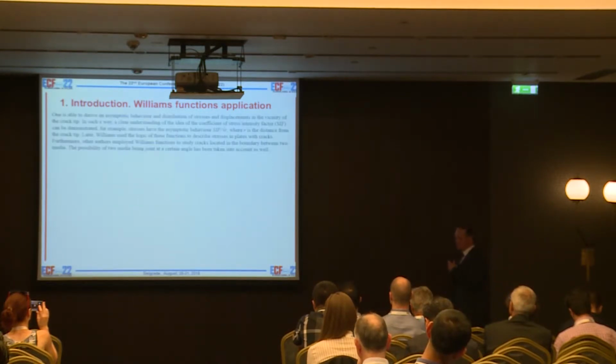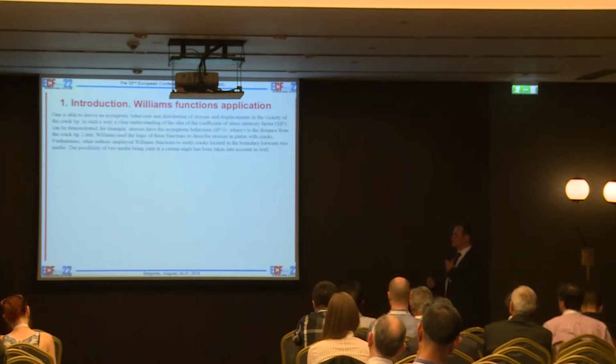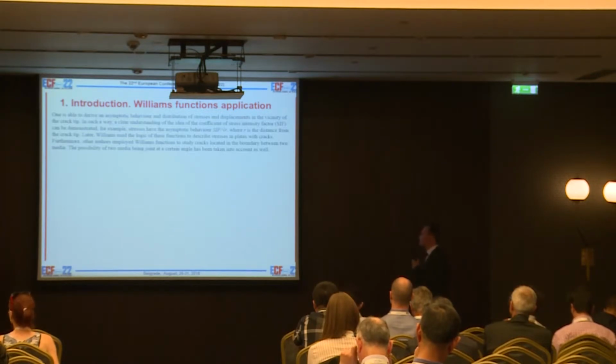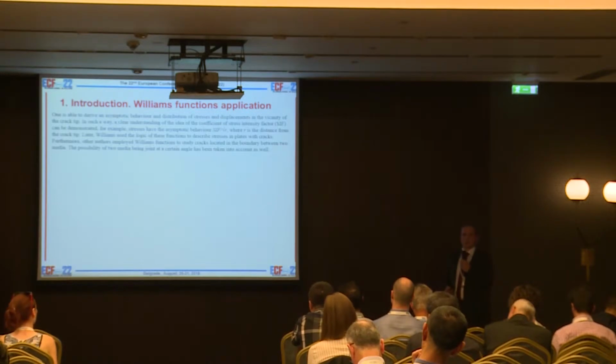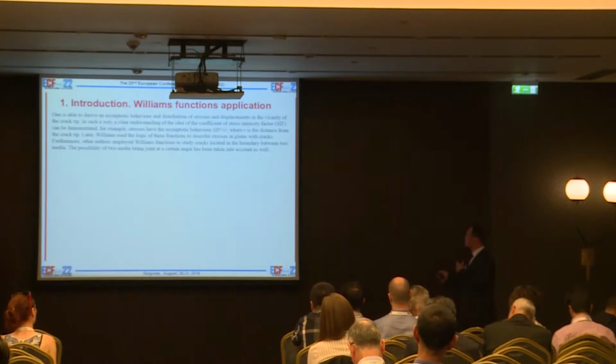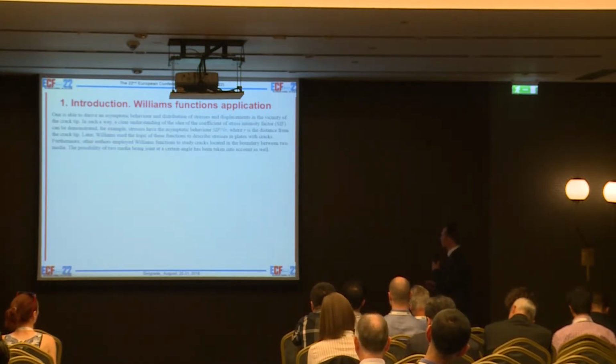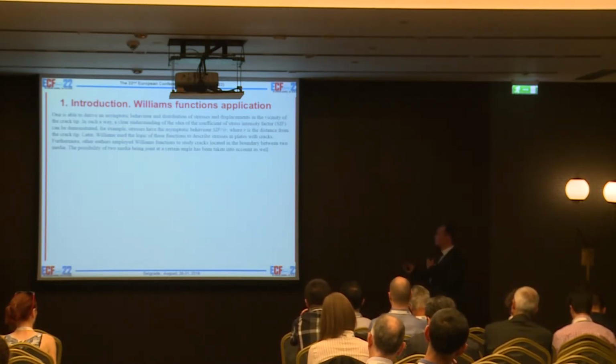So why are the Williams functions useful? First of all, as I said, they describe the stresses and displacement near the crack tip, and the idea of stress intensity factor can be clearly demonstrated by them. We can show the asymptotic behavior of stress intensity factors, and also some authors have used these functions to describe a crack located on the boundary between two materials.